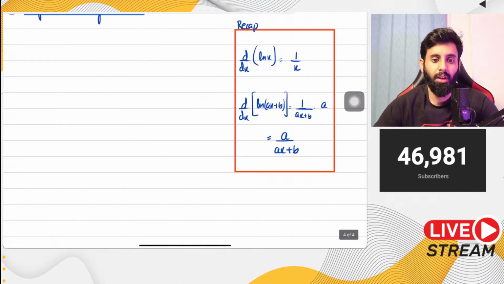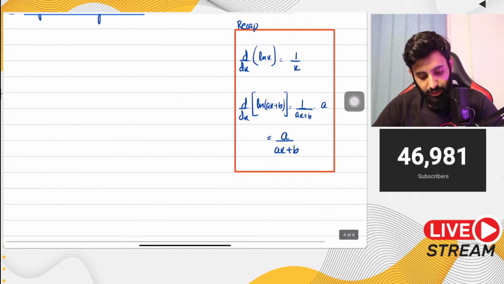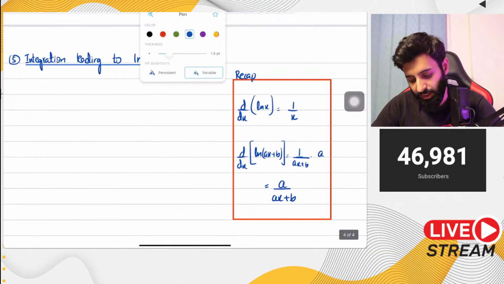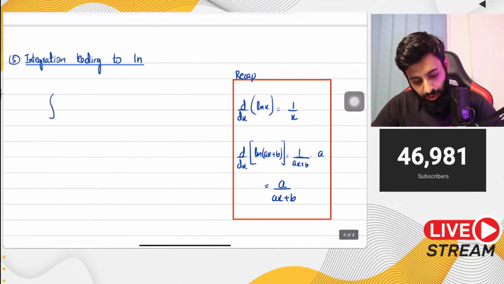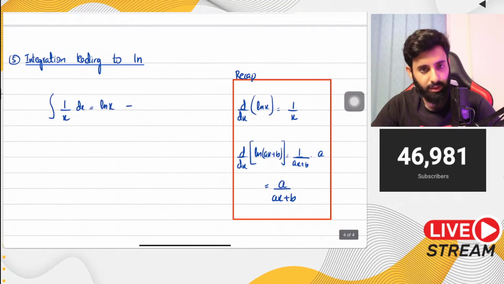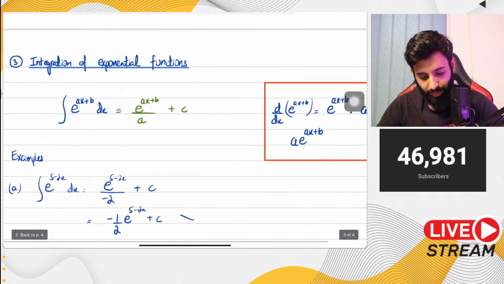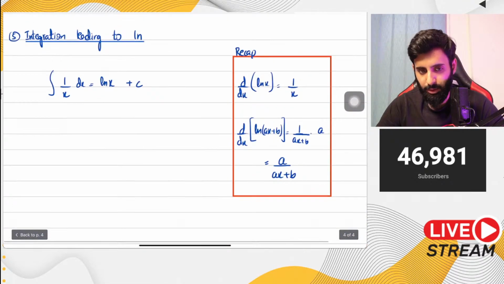Okay, now the question is, how does integration lead to ln? The answer is, when you have 1 upon x, and you're asked to integrate this, then you have ln x, and obviously don't forget the plus c. Now, what's the general rule behind this? How exactly do we know that we have to apply ln?